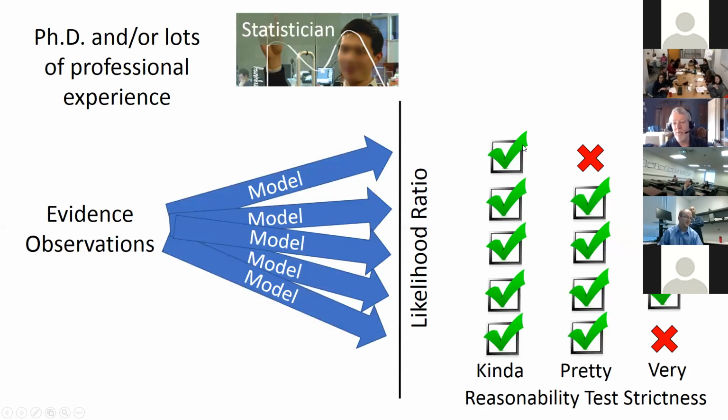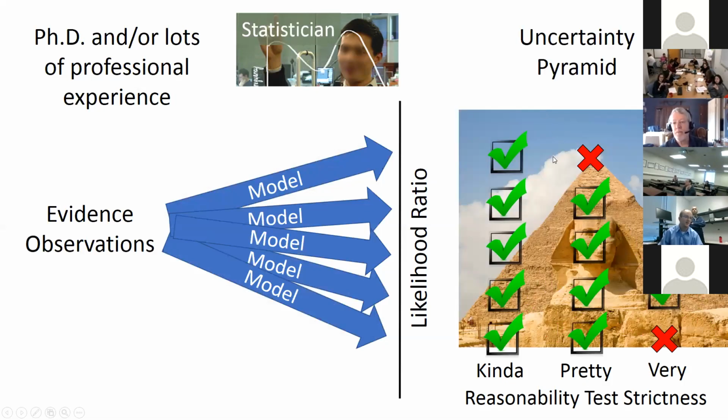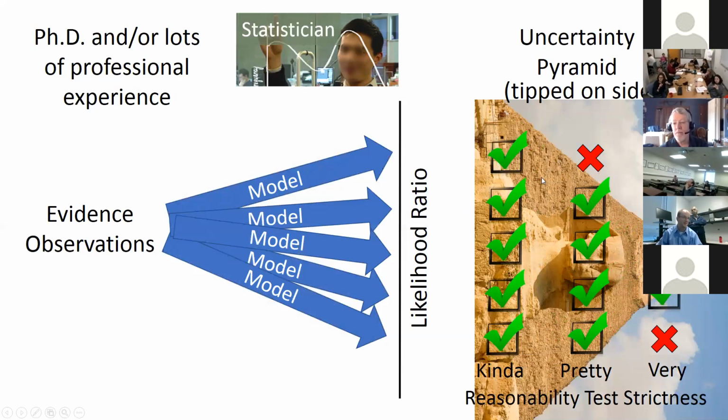So the range of reasonable results for the likelihood ratio is dependent both on what set of models you're willing to consider and on what criteria you're choosing to impose for deciding when a model is reasonable or not. And this setup is what we've been referring to in the paper as an uncertainty pyramid, which here would be better represented as being tipped on its side. So again, the range of reasonable results for a likelihood ratio characterization is dependent on how strict we are in determining whether a model is reasonable or not, as well as the class of models that we're willing to consider.